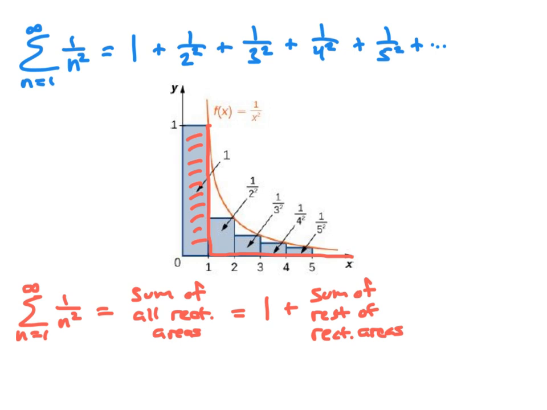Now by looking at the graph, we see that 1 plus the sum of the remaining rectangle areas will be less than 1 plus the area under the curve, because the rectangles here all lie under the curve, and there is additional area under the curve that's not inside the rectangles. This calculation, 1 plus the area under the curve, is then equal to 1 plus the improper integral from 1 to infinity of 1 over x squared dx. So now we can use this improper integral to relate back to our series of the form 1 over n squared.